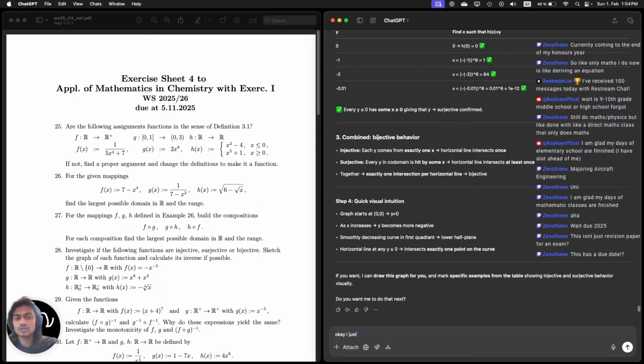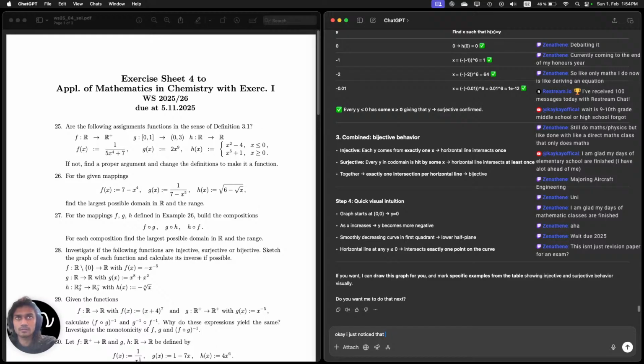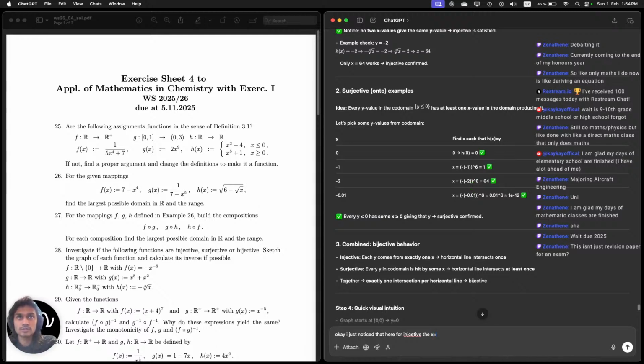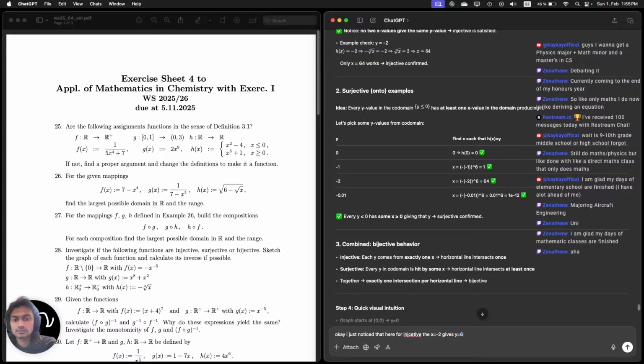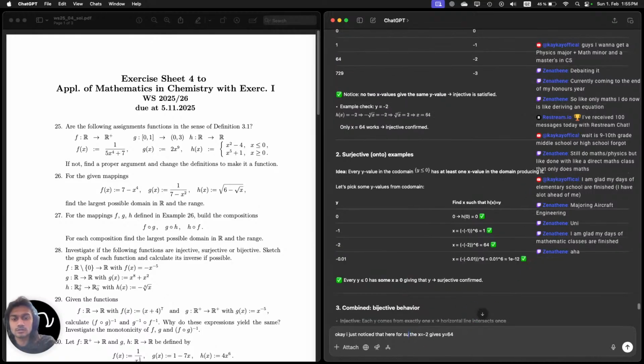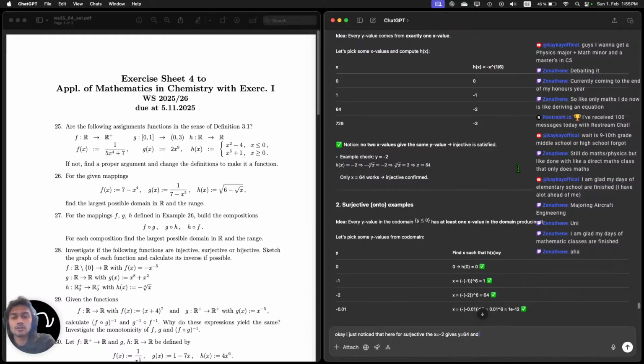Okay. I just noticed that here for the x equals -2. No, that's surjective. -64.